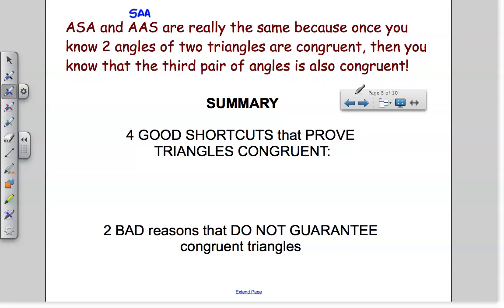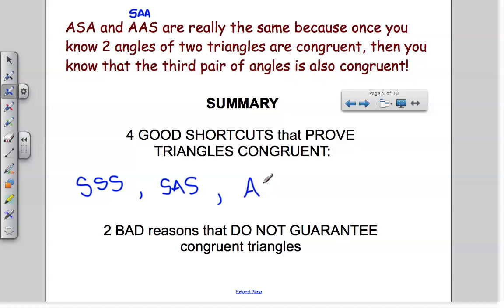And I do want to summarize. We have now 4 shortcuts that prove that triangles are congruent. The very first shortcut we dealt with was side, side, side. If you have 3 sides congruent in 2 triangles, those triangles themselves are congruent. Then we talked about side, angle, side, where if you have 2 sides congruent and the angle that's included or between those two congruent in 2 triangles, then the triangles are congruent.